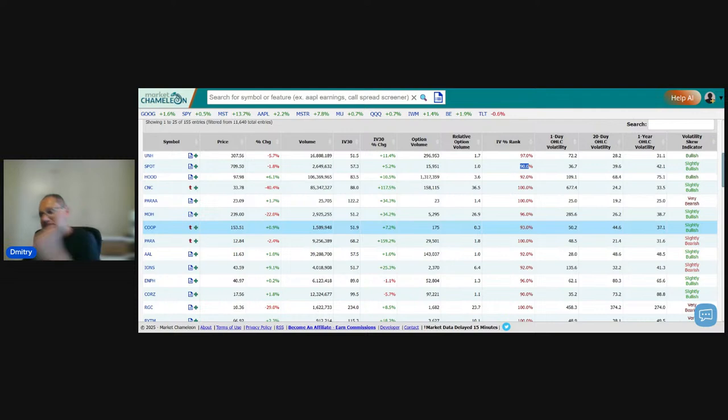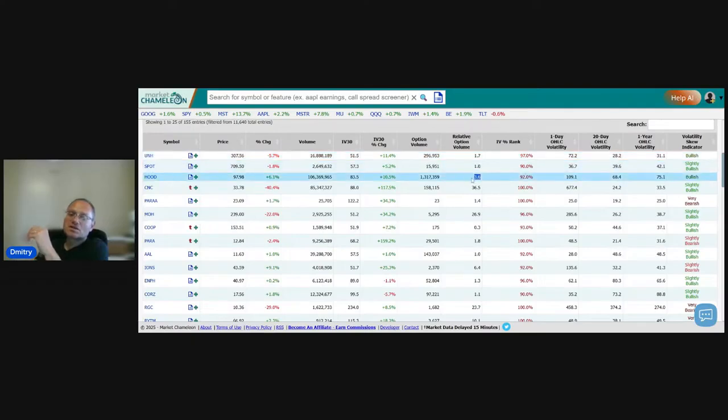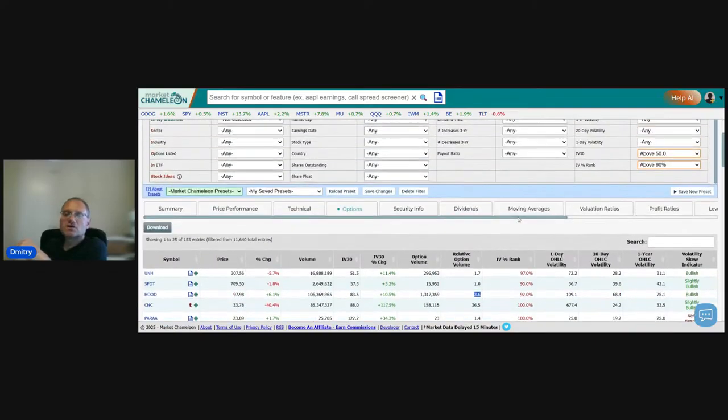So now that we've got these high implied vol situations, let's look at a lot of relative option activity, right? Let's see things that seem busier than usual. And to do that, we need to go to the relative option volume.